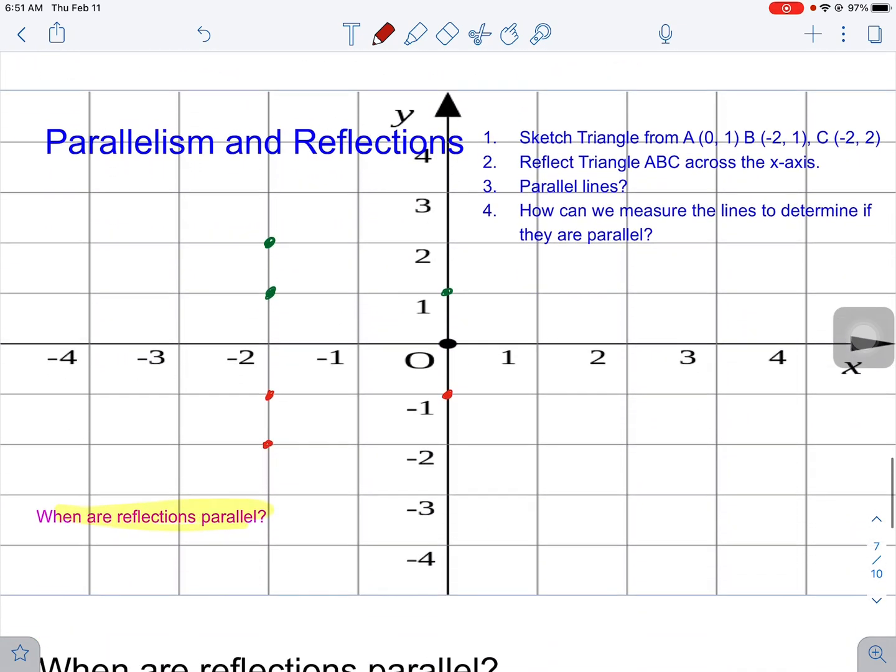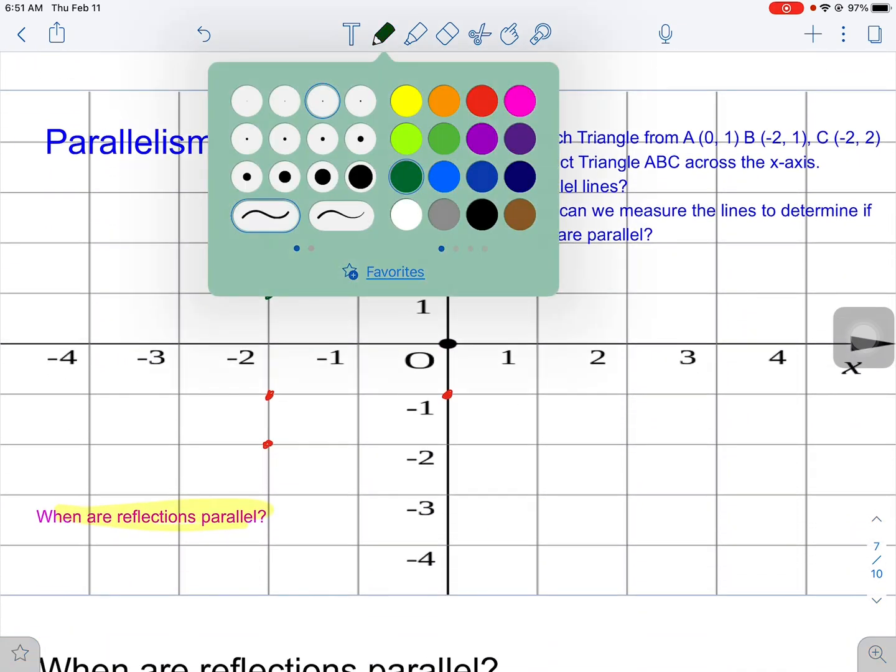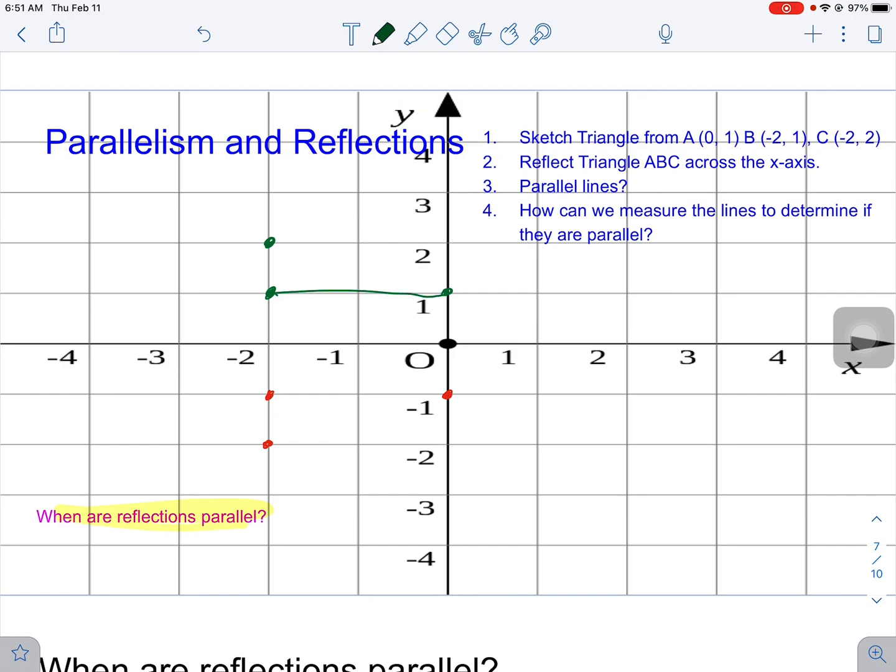And then the final one is, well, what about reflections? So we've got our initial triangle, and then we're going to reflect over the x-axis. So here is our reflection. You can see each point is reflected over the x-axis, which is our line of reflection.